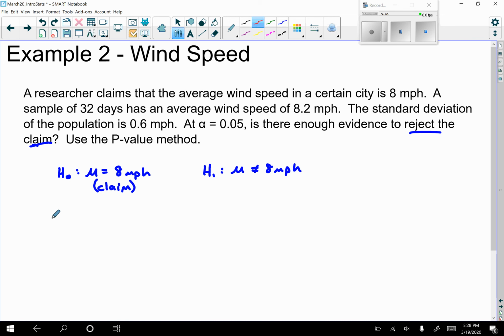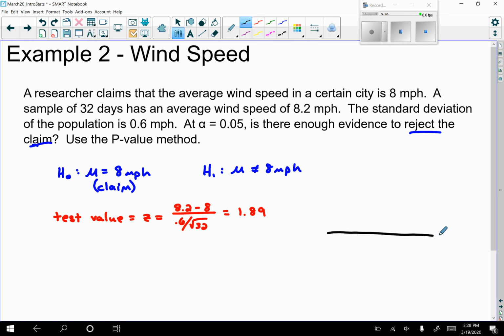Step 2, we're going to find our test value. So again, this is z is equal to 8.2 minus 8 divided by this 0.6, that's divided by radical 32. Go ahead and pause this and calculate this. And we should be getting a 1.89.